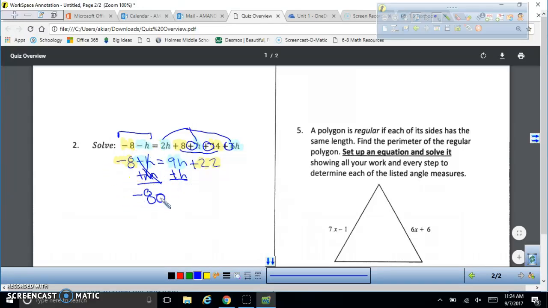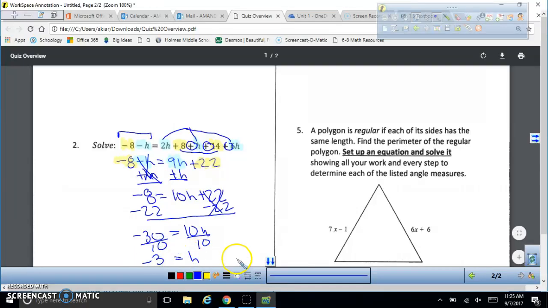-8 equals 9H plus H is 10H plus 22. Now I'm going to take away 22 because I have to combine my 2 yellows. All right. Now I have all my H's left alone. And -8 minus 22 is -30. Last step, divide by 10. H equals -3. Some of you were really close. I do expect to see how that worked there. All right. Problem number 3.